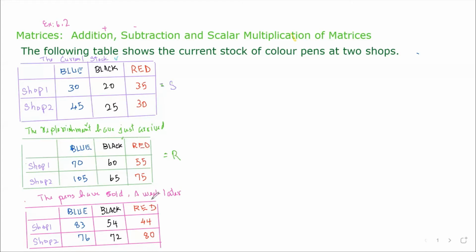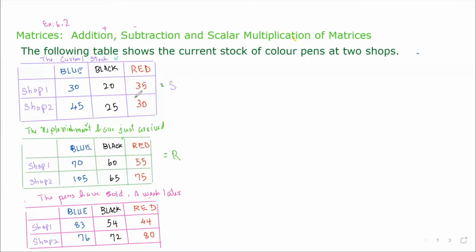They sold some pens in different colors a week later. They sold blue pens, 83 in the first shop and 70 in the second shop; black, 54 and 72; and red, 44 and 80 units. If we did not use the matrix, you would have to write the table this way, so it's clearer and easier to understand.